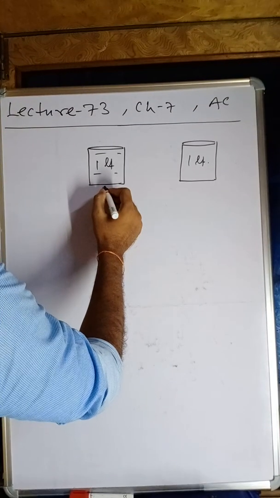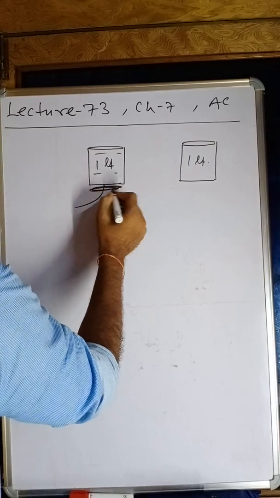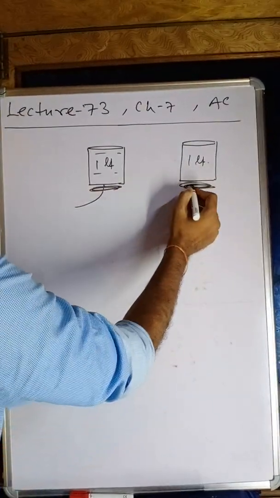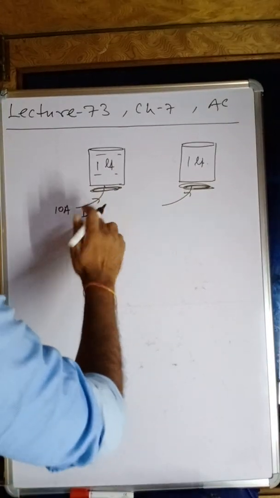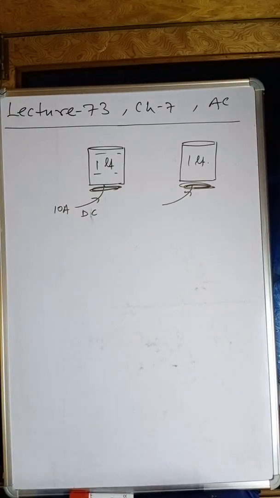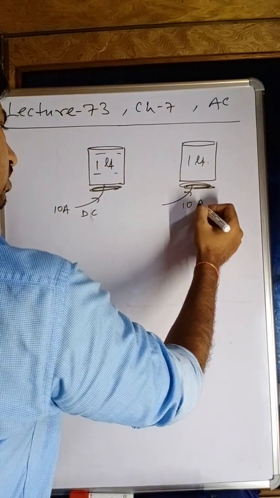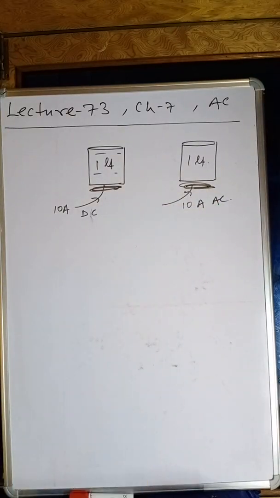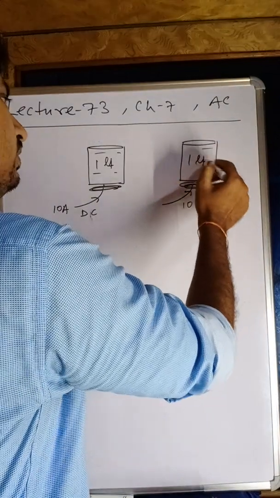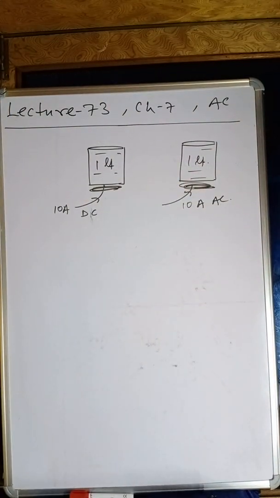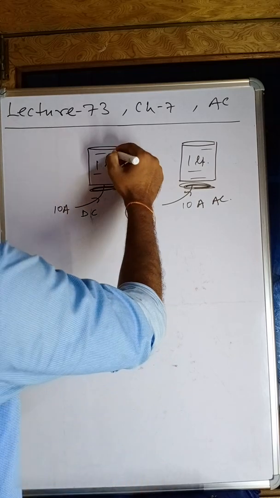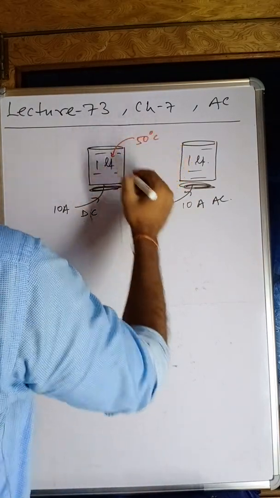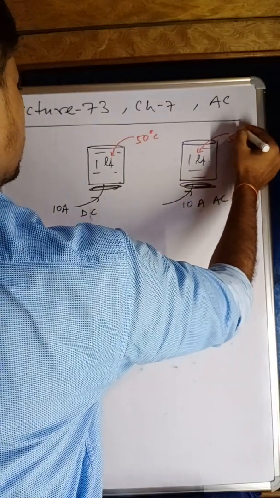Here I've given this container a coil connected, and another coil is connected to the other. Here we have given the 10 ampere DC supply, and here 10 ampere AC supply we have given. Now my question, which current will heat the water up to a certain temperature? Suppose the temperature of this water becomes 50 degrees Celsius, and this could also be 50 degrees Celsius.